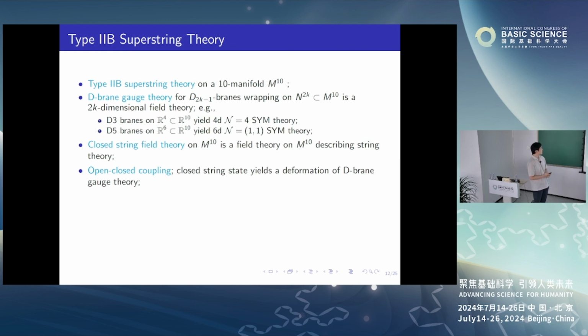Another important thing I should mention is that a closed string state, which is an element of closed string field theory, is supposed to yield a deformation of D-brane gauge theory. And as I mentioned in the previous slide, this type 2B string theory, whatever it is, does admit SL2Z symmetry, also known as S-duality.